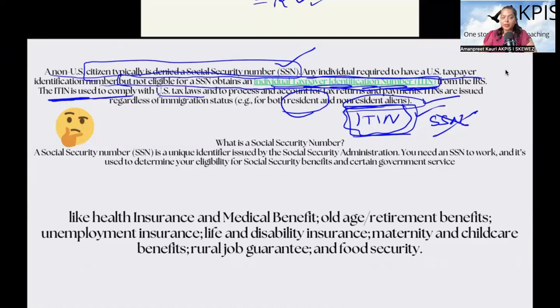But the common thing is that you are not a US citizen, but you are either a resident or a non-resident alien. So you are not having an SSN, social security number. So you are supposed to obtain an ITIN, individual taxpayer identification number. Why? To comply with the US tax laws and to file your income tax return with the IRS.